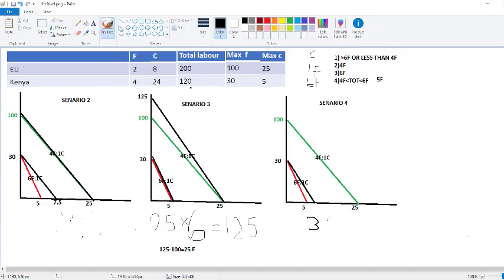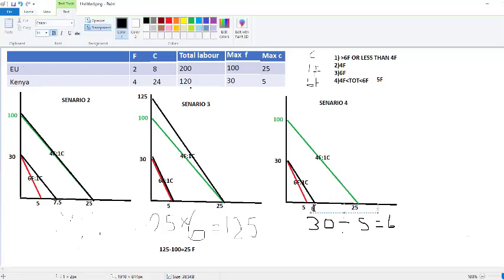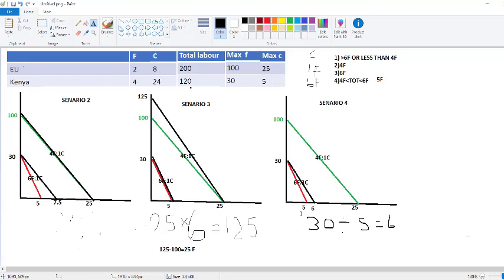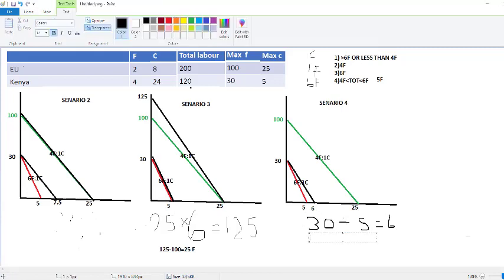30 divided by the new world price of 5 will give you 6. So this value here is 6. So what do they gain? Kenya would have gained 1 carbon. And you need to write it there. Kenya gains 1 carbon, 6 minus 5.